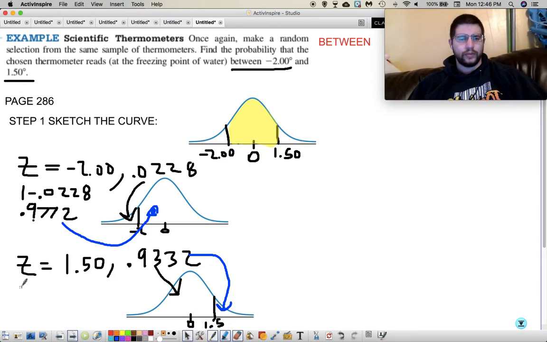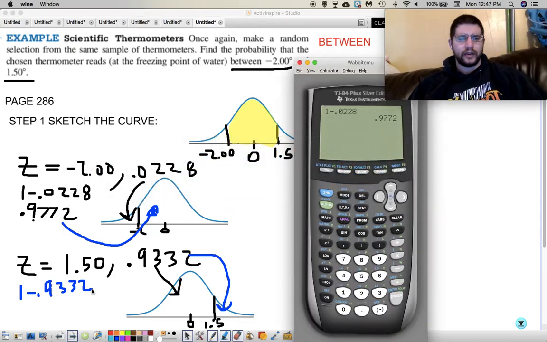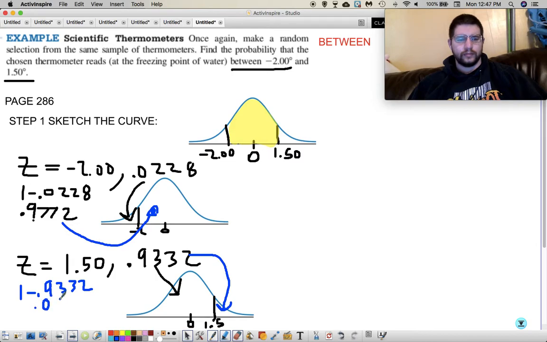So I'm going to do 1 minus 0.9332. I'm going to be lazy and use the calculator. That gives me 0.0668. All right, so that actually is this area right here. So we turn this area into that.